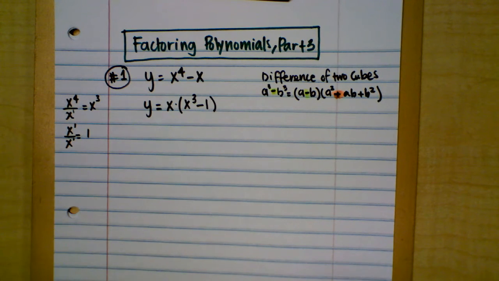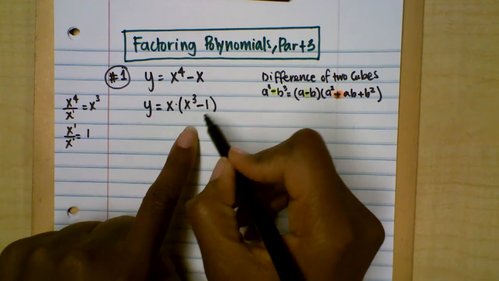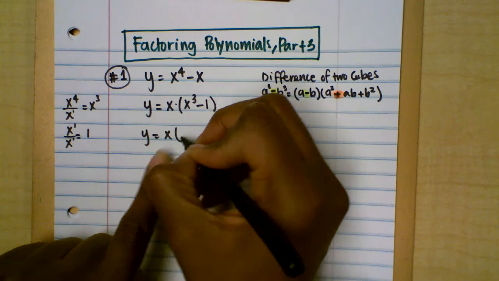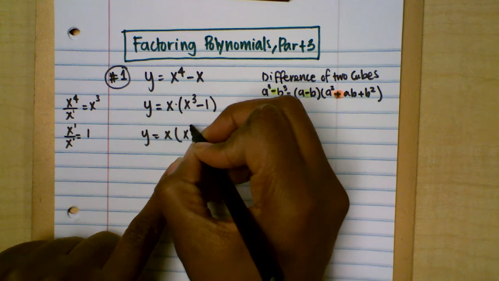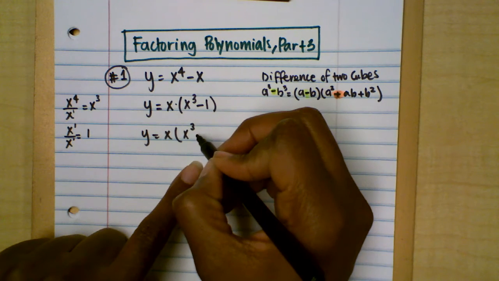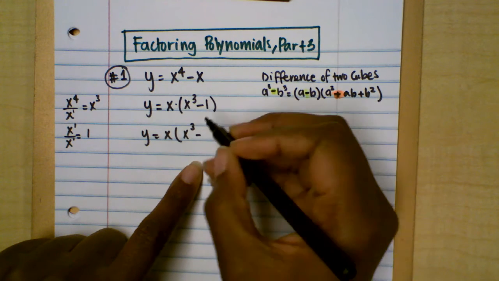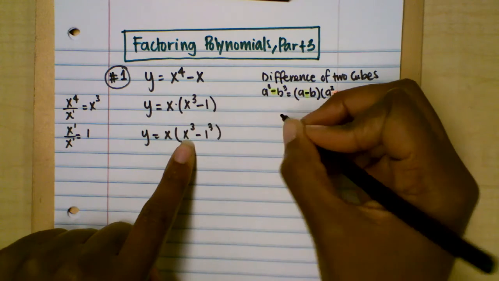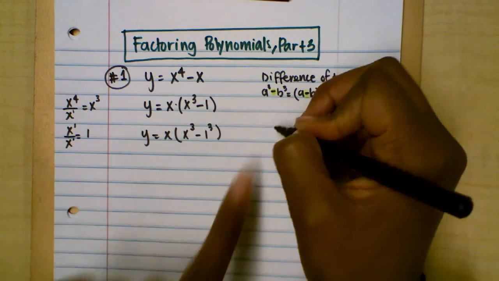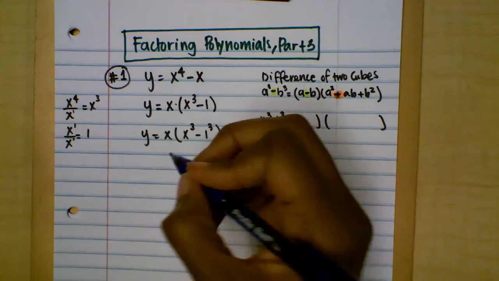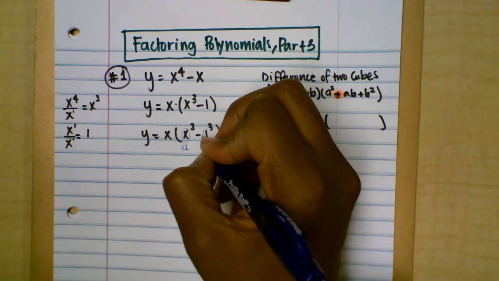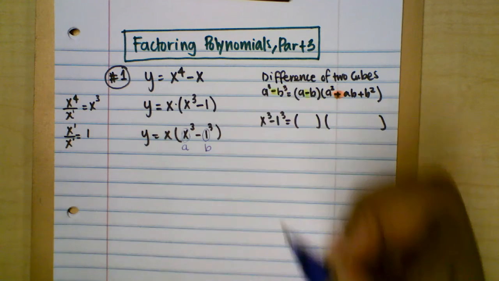So let's identify. I'm going to look right here. X is already written as a cube. What number do I cube and I get 1? It's still 1 cubed. So you can see here my a. Let me write below here. We see that the a here is x and the b here is 1.